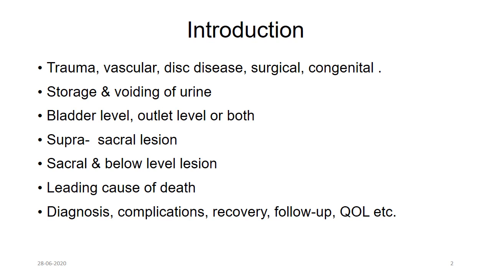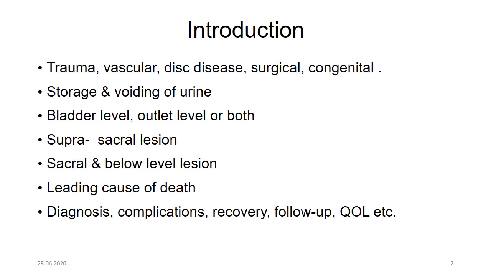In the past, the leading cause of death was renal failure in spinal cord injury patients. Now, respiratory disease is the most common cause of death in spinal cord injuries. This is because of improvement in the management of neurogenic bladder in spinal cord injury patients.